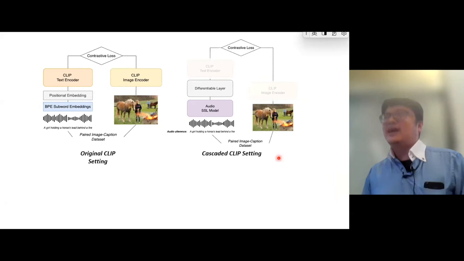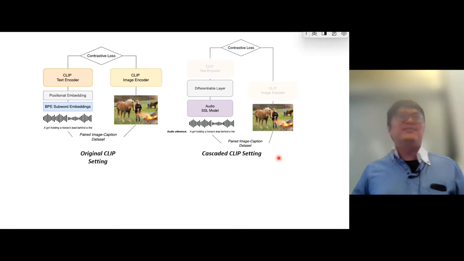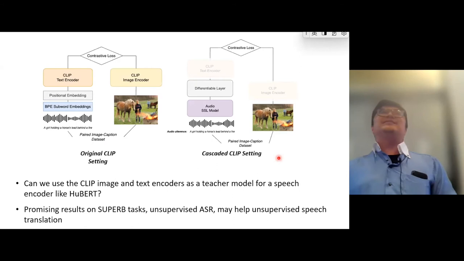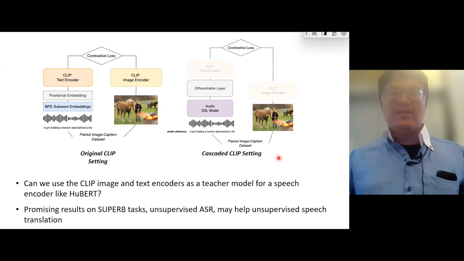Due to time limitation, I'm not going to go through the details. David is here, so if you want to learn more, you can talk to David. Basically, the research question is, can we use the CLIP image and text encoders as teacher models for a speech encoder like HuBERT?